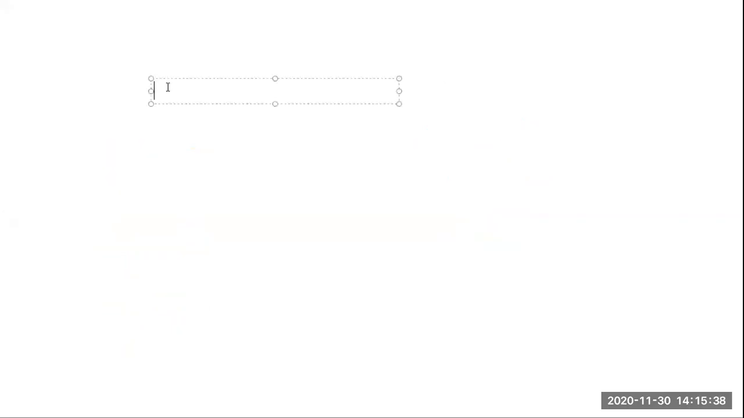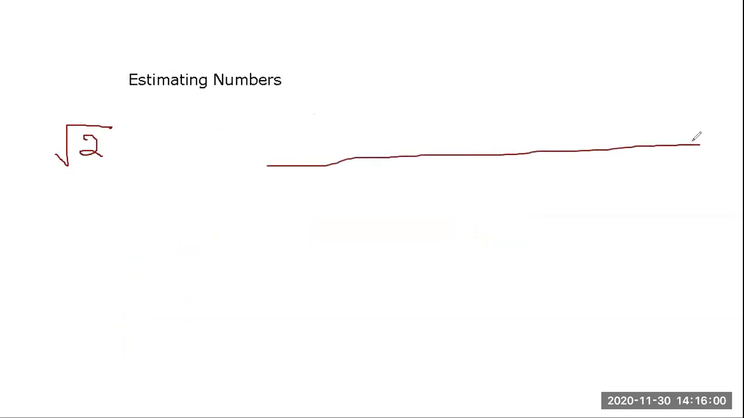We're going to talk about estimating numbers. So the first one we're going to look at is, what if I give an example saying that without using your calculator, what would the square root of 2 be? As in, where on the number line would it fit? That's what I'm asking. And again, we're just estimating. I'm not asking you to pull out the calculator. And we're going to estimate by what we know.